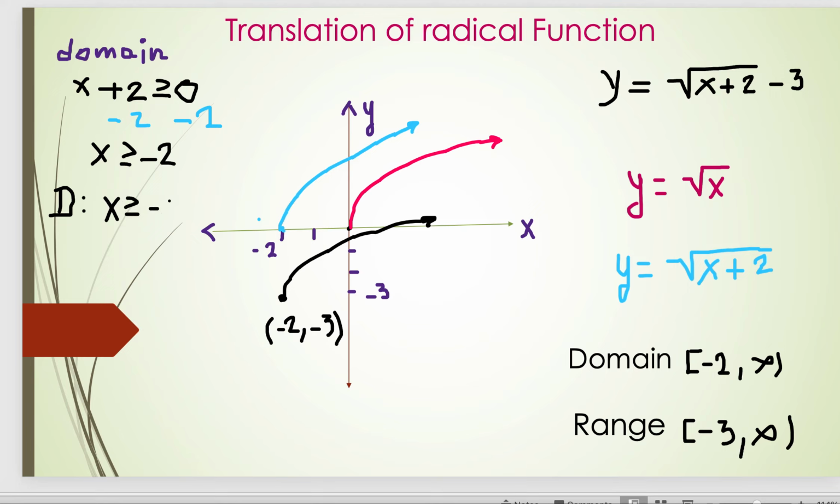And the range, because it lies on the y-axis, we say y is greater than or equal to minus 3. We can write it this way, or if we want to be more professional in mathematics, we write with the notation of intervals, respectively open, closed, or open intervals, depending on how they are, but in our case it is a closed-open interval, so we write with closed-open intervals.